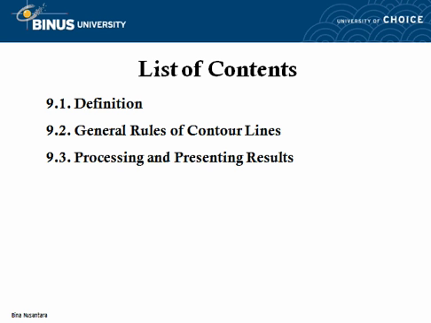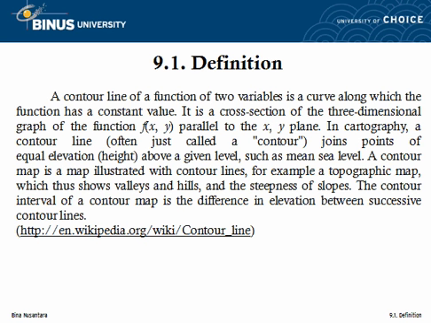Definition. Contour line of a function of two variables is a curve along which the function has a constant value. It is a cross-section of the three-dimensional graph of the function f(x,y) and parallel to the xy plane. In cartography, a contour line, often just called contour, joins points of equal elevation above a given level, such as mean sea level.